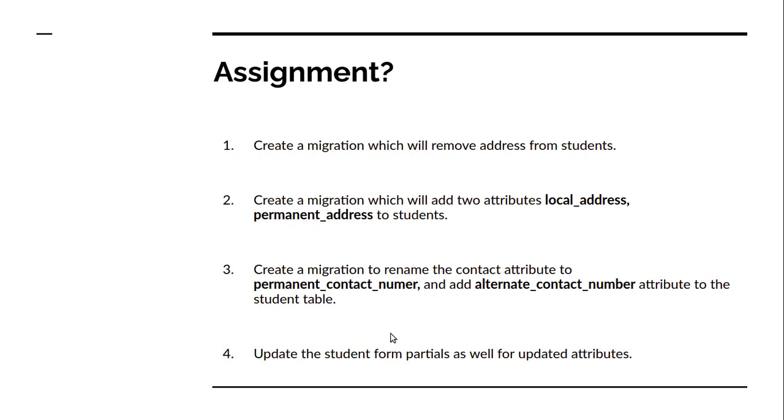Okay, and after adding these three migrations, the fourth assignment will be to update the student form partial as well for the updated attributes. So what you need to do in the fourth assignment, first add these extra attributes on the student's form, then permit these attributes inside the controller, and after doing this, you must show the updated attributes on the student's show page and index table. Okay, so this is the assignment for you, and try to solve this at your own end first.